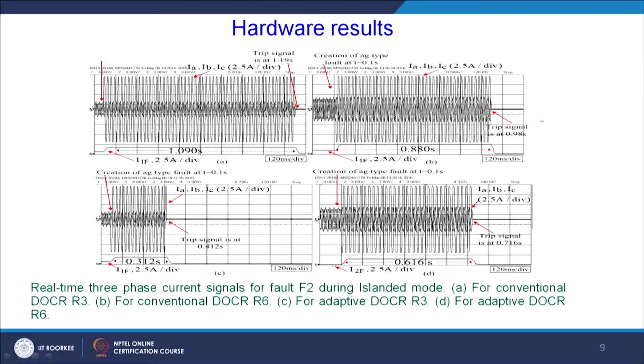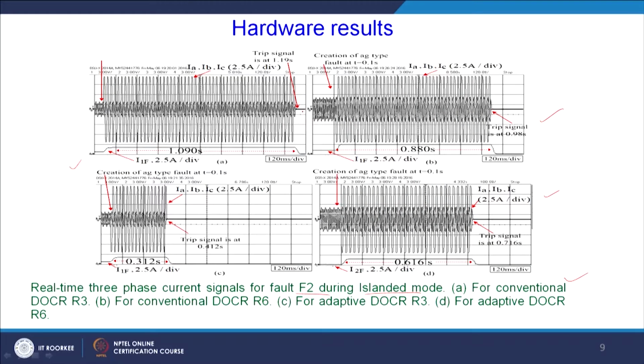We have simulated many hardware results and collected them, and this is one example. This is for the fault F2 position during islanded mode of operation, and the first figure is for the conventional approach and the second one is for the adaptive approach, the technique we have developed. In the conventional approach, you can see the trip signal time is quite large, almost 1.19 second. However, in the proposed approach, the trip signal is generated within 0.98 second. That is one of the advantages, it takes less time.